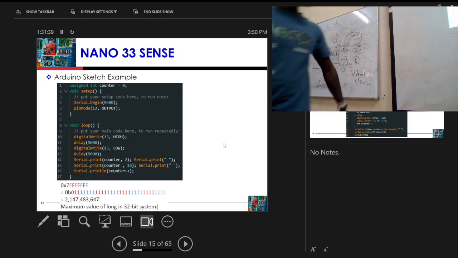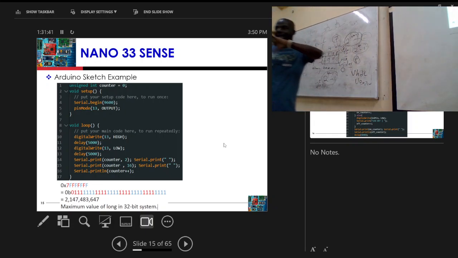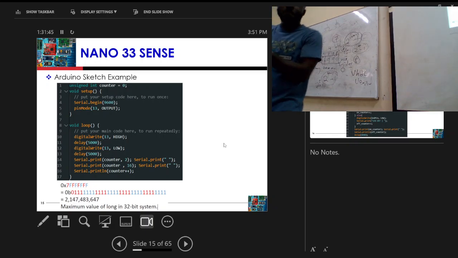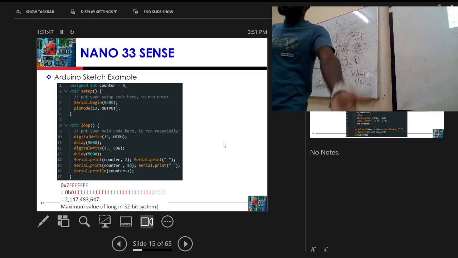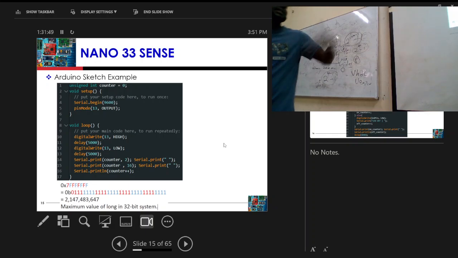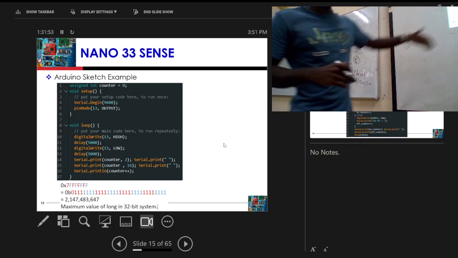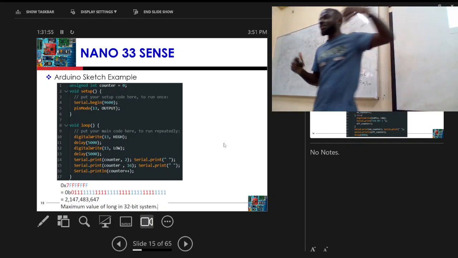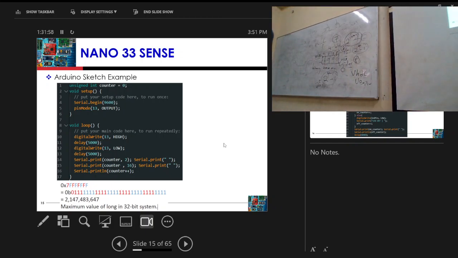All right, so let's continue. The setup just runs once. It sets up the communication between the board and the PC, and it sets up the pin. Now our next thing is digital write. This is the last thing.